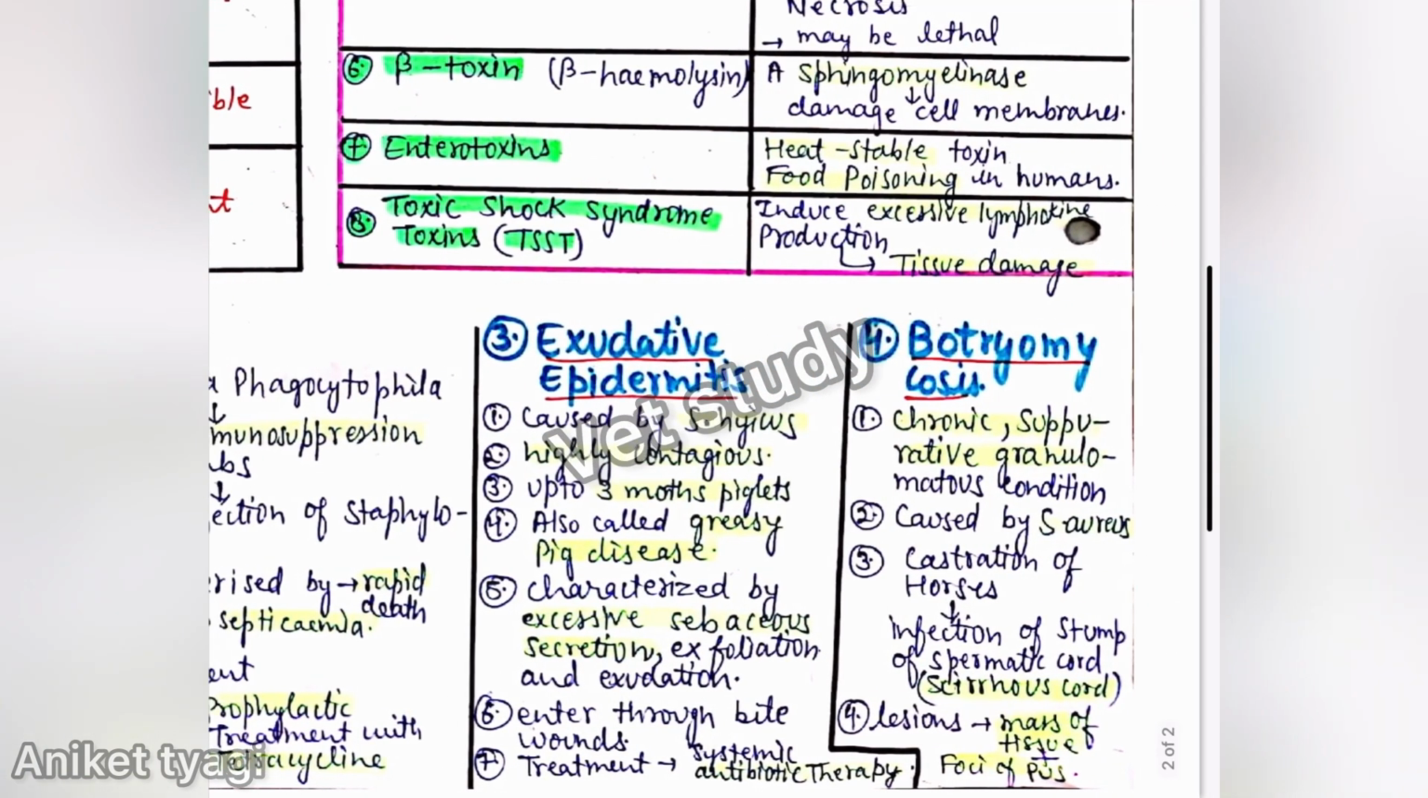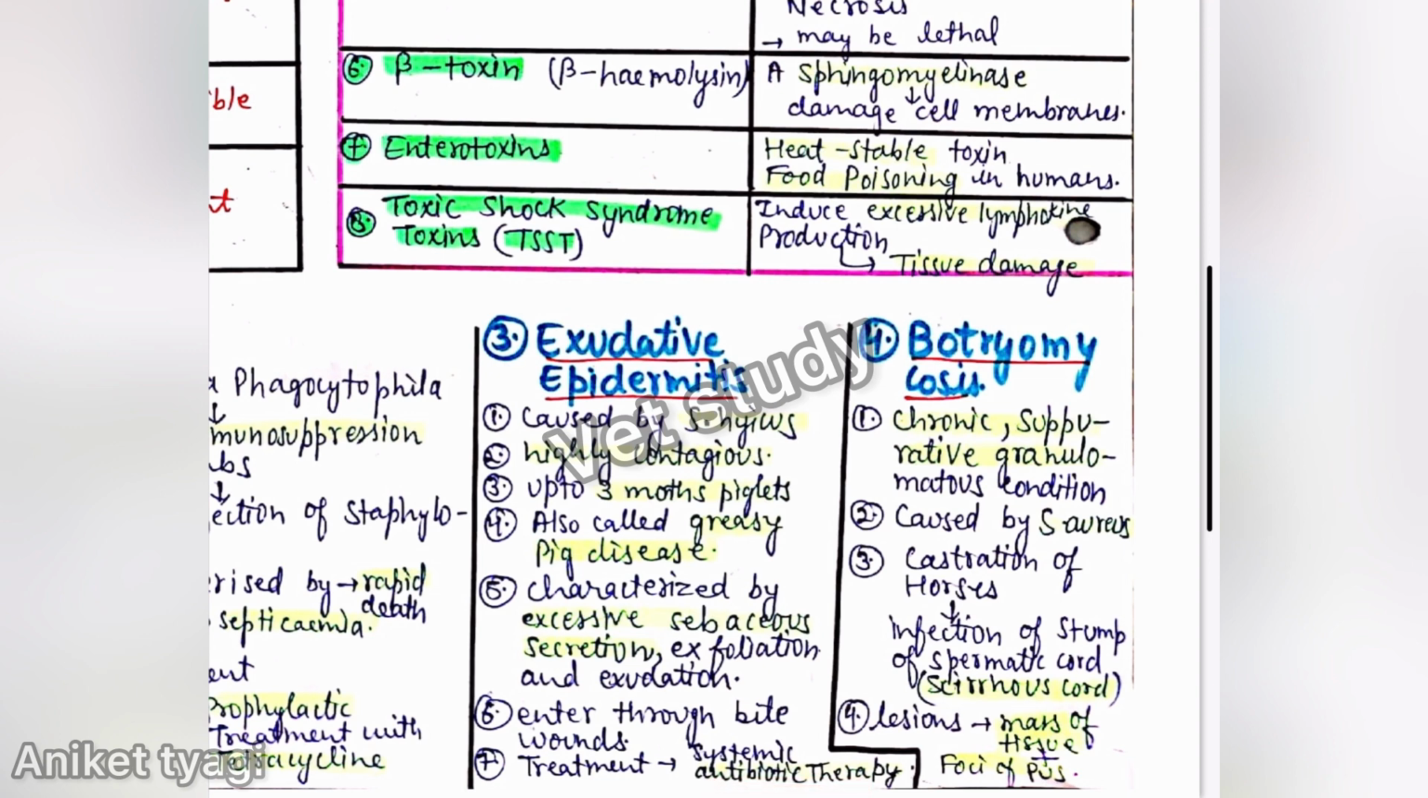Next we have exudative epidermitis, which we know is caused by Staphylococcus aureus. It is highly contagious, and piglets up to 3 months of age are affected. It is also called greasy pig disease, and this point is very important. It is characterized by excessive sebaceous secretion, exfoliation and exudation. It enters through bite wounds, and the treatment is systemic antibiotic therapy.